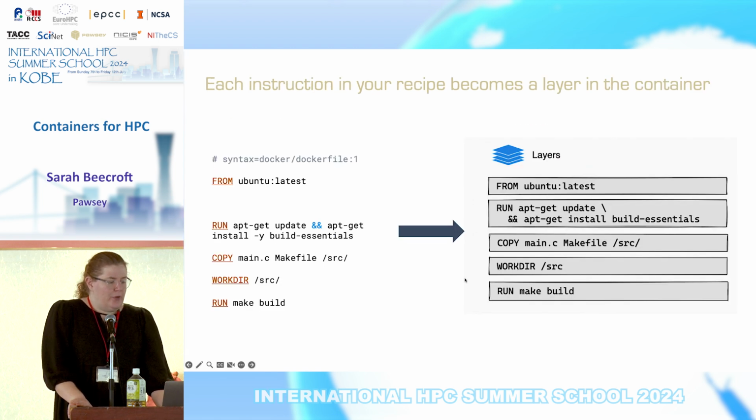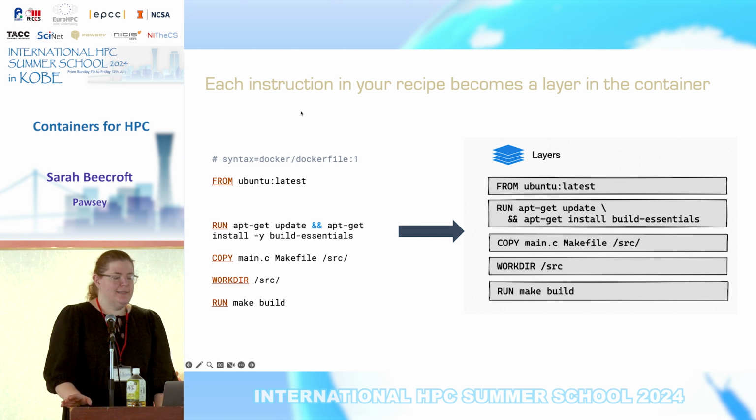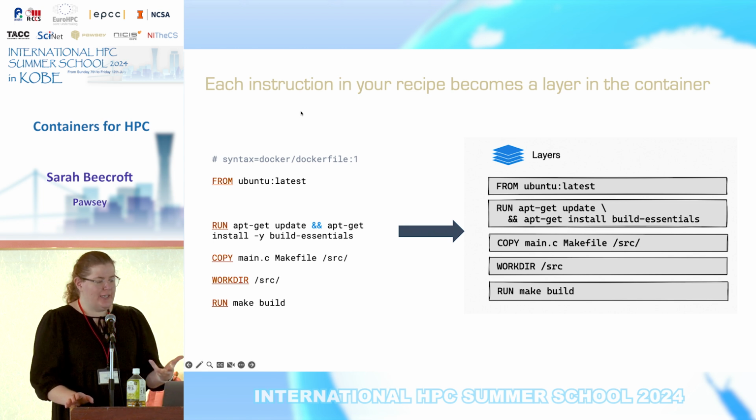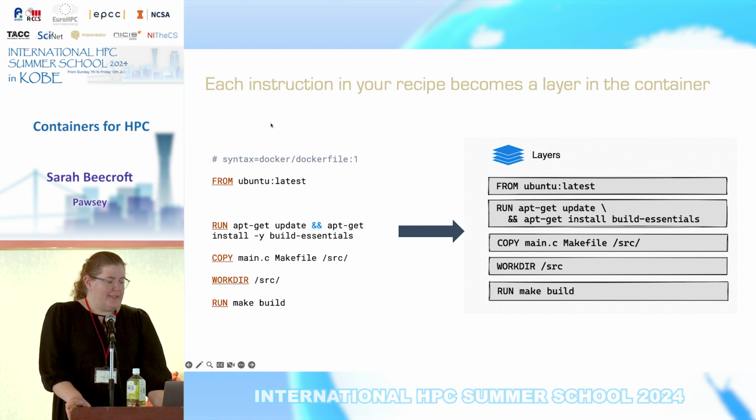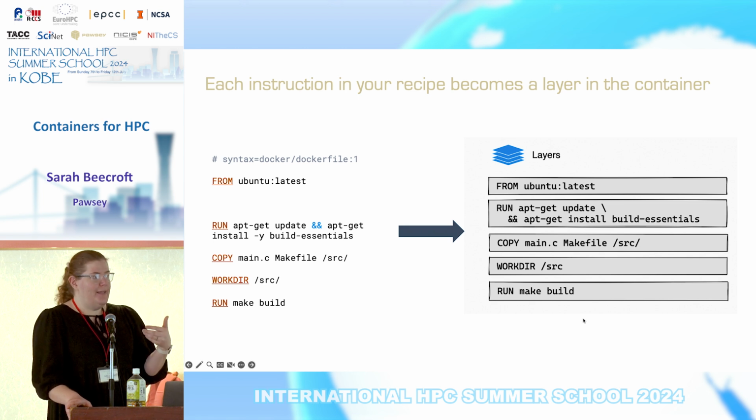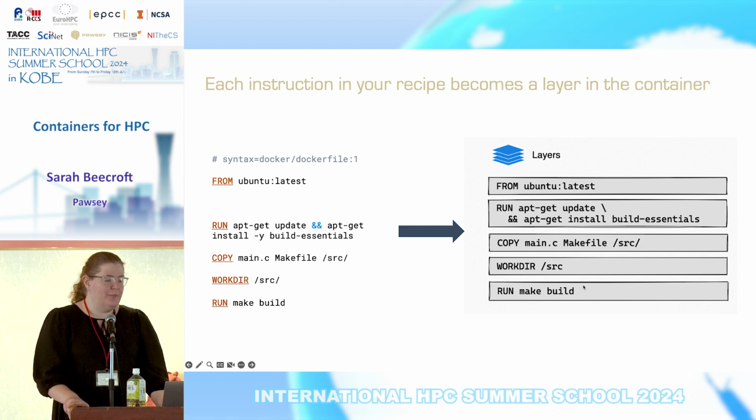Something that's actually quite an important concept in general, so that you can write good containers that don't take up like 50 gigs, is that each instruction in your recipe becomes a layer in the container. So when I have, for example here, this from base image Ubuntu, and then I'm running apt-get update, doing some build-essential updates, and then I'm copying in this makefile, setting my work directory, compiling. Each of these becomes its own layer in the Dockerfile. And something like this is very minimal, and that's fine.